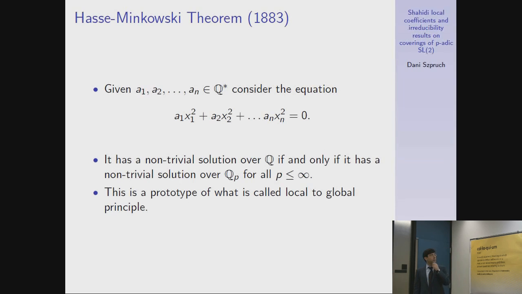This is a prototype of what is called the local to global principle. So you do some local analysis, local meaning on the local p-adic fields and the Archimedean field, and then you somehow glue it together to get a global answer on Q. Q is a global object.